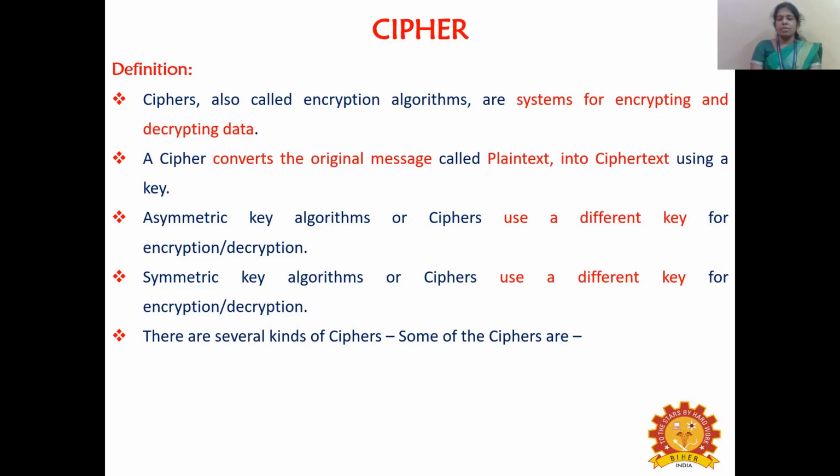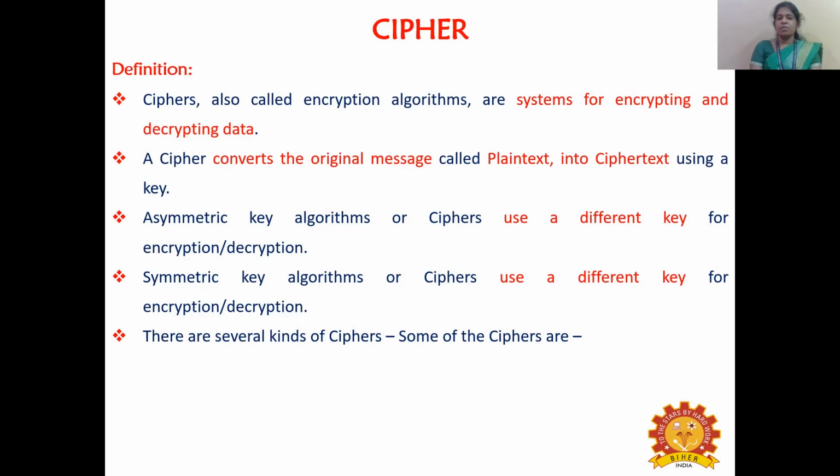What is the main difference between the symmetric key algorithm and the asymmetric key algorithm? Symmetric key algorithm uses the same key for encryption and decryption. So we are performing two operations, encryption and decryption, and the symmetric key algorithm uses the same key for both purposes. But asymmetric key algorithm uses a different key. For encryption, we are using one key and for decryption, we are using another key for converting the message. So this is the main difference between symmetric key algorithm and asymmetric key algorithm.